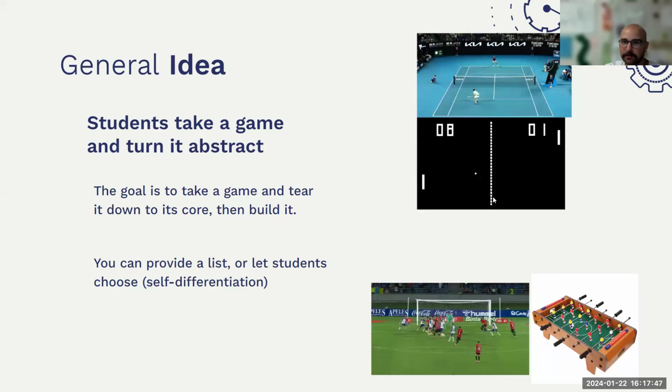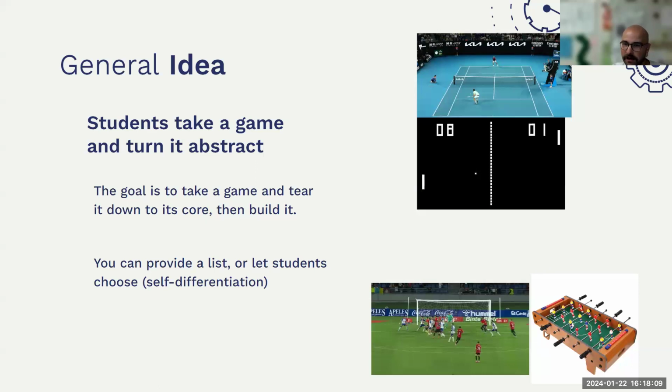So classic example, tennis you can turn into Pong. Pong is an abstract game. It is essentially tennis, but without any moving forward, without a net. All it is, is preventing a ball from going past each person, right? So that is an example of an abstract game.